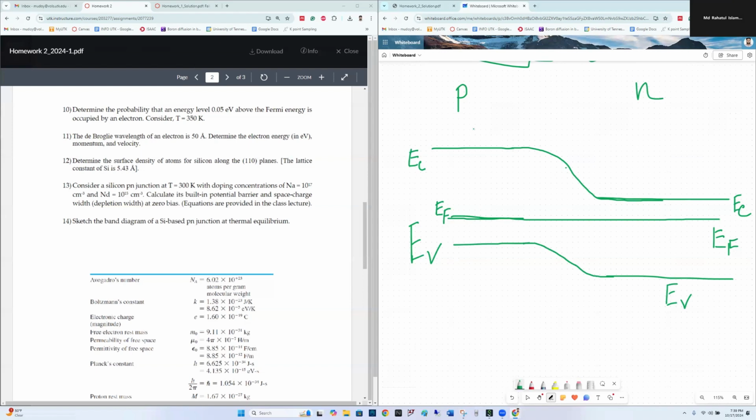So you have to check that in the p region, EF is close to EV. You have to make sure that EF is nearer to EV on the p side, and on the n side, EF should be close to EC. That is the p-n junction band diagram at thermal equilibrium. So that's it. Thank you for listening.